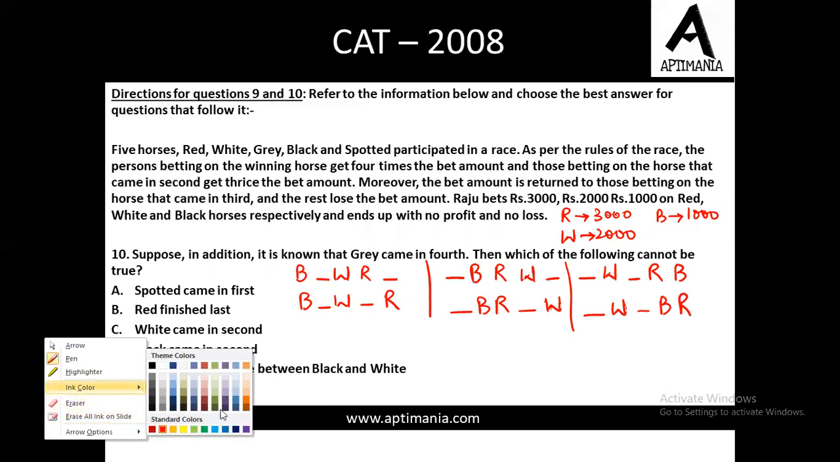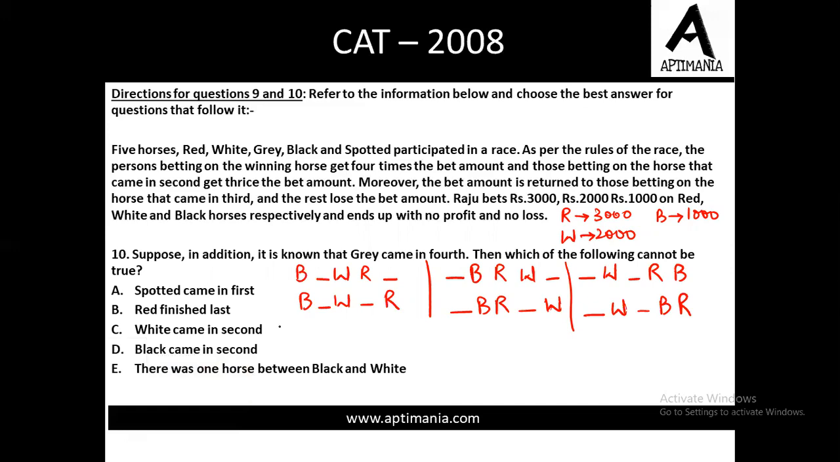Let's go ahead with the same only. Okay, so yeah, let me use a different color pen. Suppose in addition it is known that gray came fourth. So gray came fourth will make this situation false because the fourth position is already occupied. Here we can place gray at the fourth position. This is again false. Here we can place gray, and this is again false, and this is again false. So we are left with only two of the situations. The first situation is this one, and the second situation is this one.